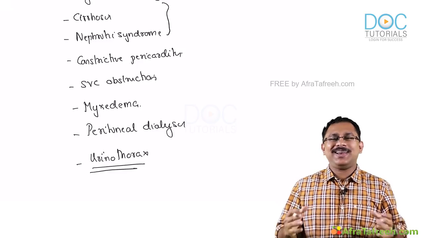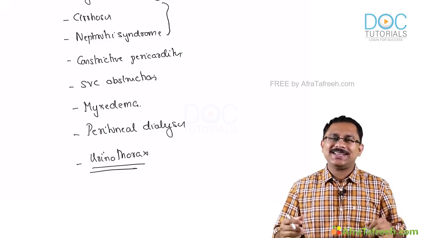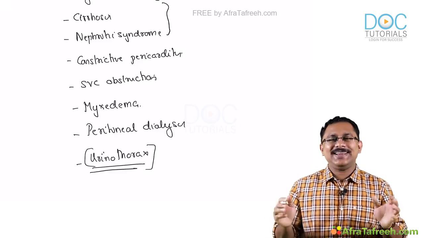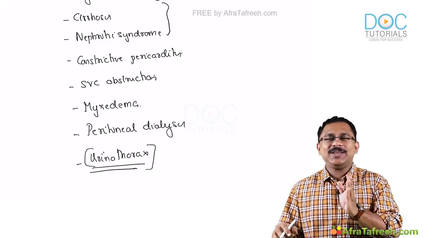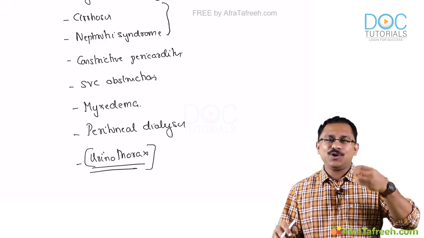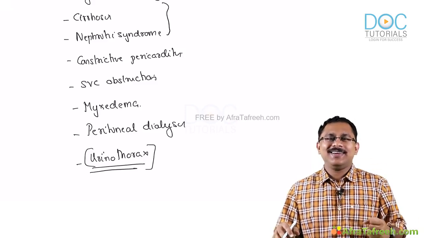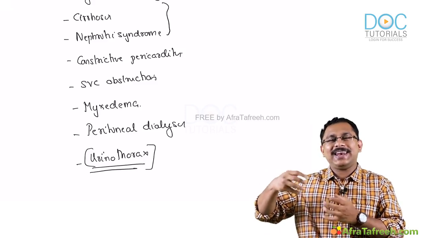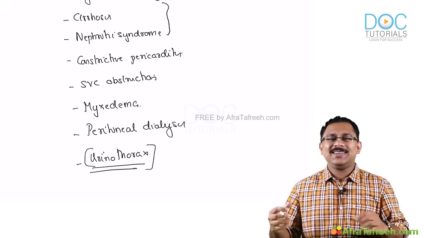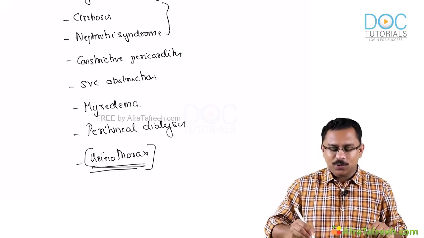So you might be wondering what urine is doing in the thoracic cavity. Well, urinothorax is a condition where certain patients with obstructive uropathy may develop some retroperitoneal leakage of urine, and subsequently it may gain access to the pleural cavity and accumulate there. That is known as a urinothorax.